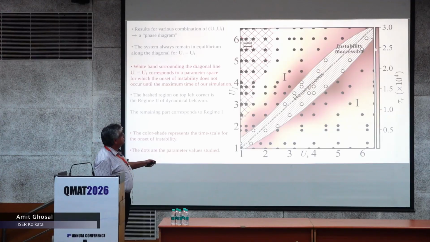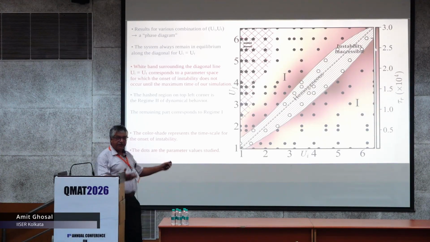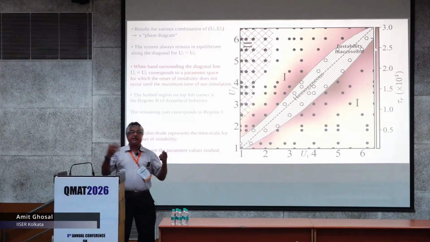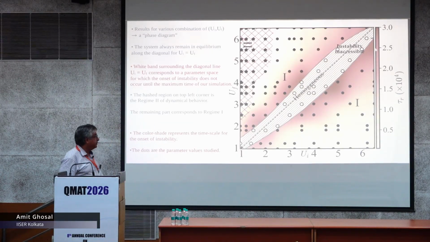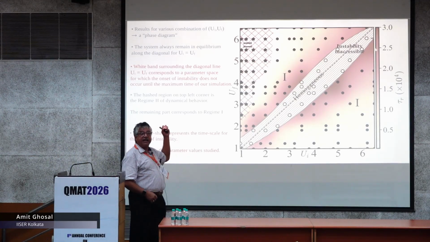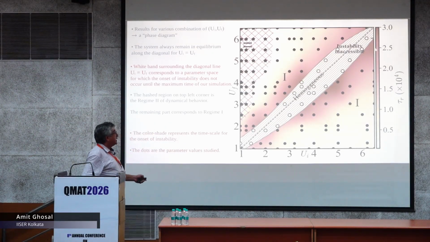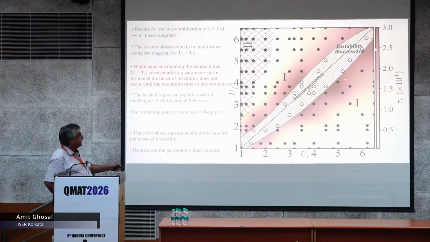The smaller the value of u r, basically the difference between the two, close to the diagonal, the time scale at which the instability emerges is very large, and that is what I showed you in the very beginning, that the instability occurs but only at a very, very large time. That time scale is this darker line, and as you go away it becomes more white or yellow, whatever the color is.